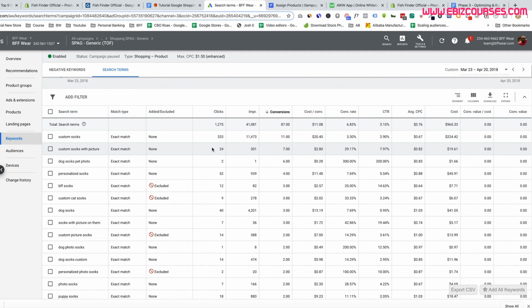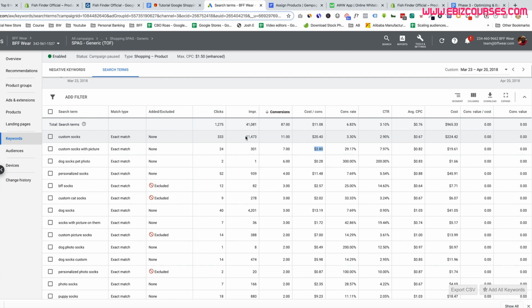And this actually gave me a perfect example because look at what I was mainly showing up for. I put in custom socks in the beginning of the title, and as you can imagine, this is $20 cost per conversion. This is not what I'm trying to do. I want to be lower. However, if we look at how many conversions, this got me 11, but this one got me 7. And this was custom socks with picture. This is insane. And this was $2 cost per conversion.